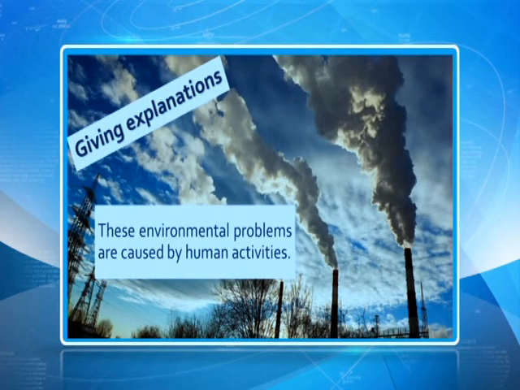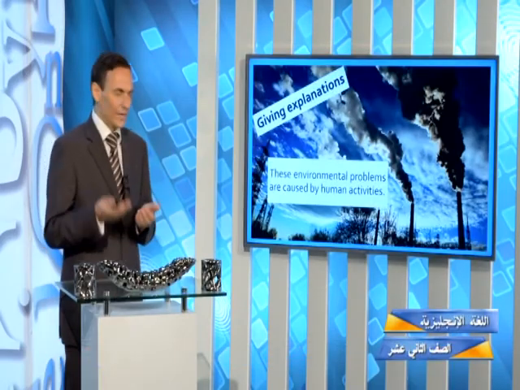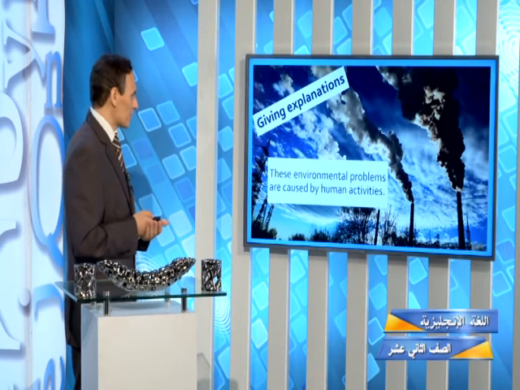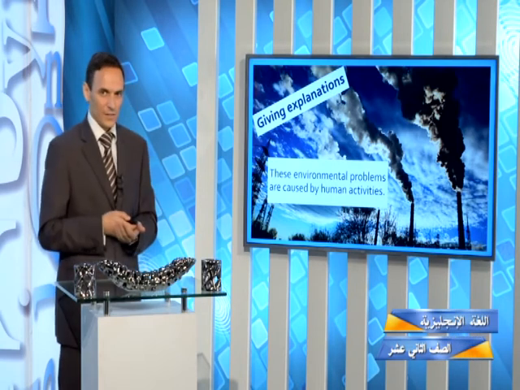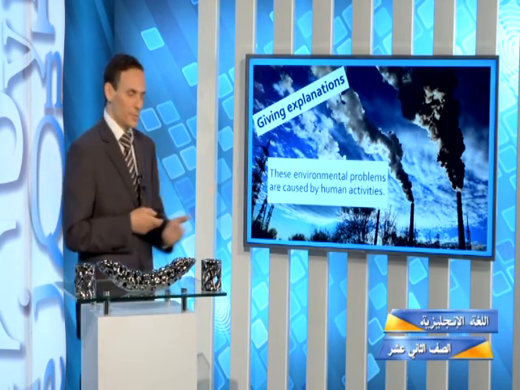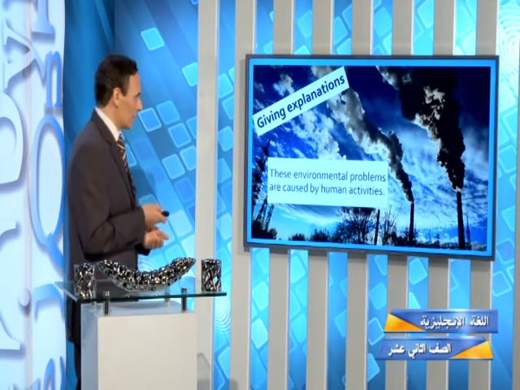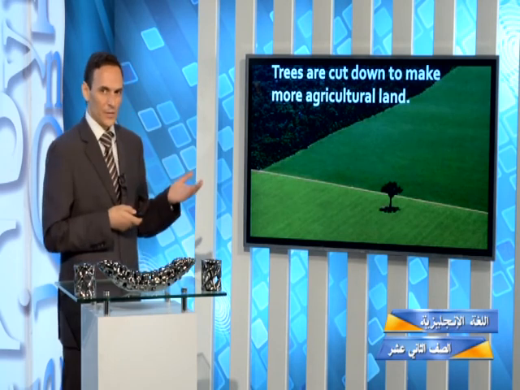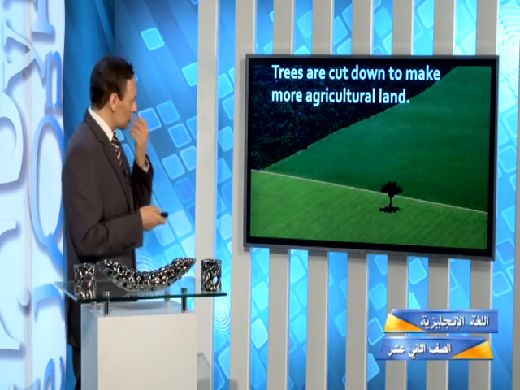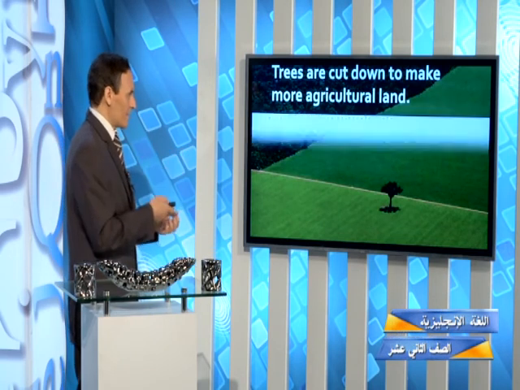Great. Now let's move to giving explanations. When you give explanations, you introduce a purpose or the result, or also you link a cause to an effect. These environmental problems are caused by human activities. "Are caused by" is the expression here that links the first part of the sentence to the second one. Now, let's see different expressions that we can use to do the same thing.